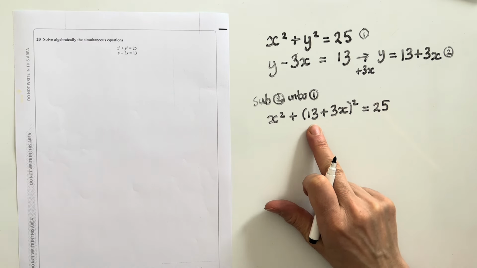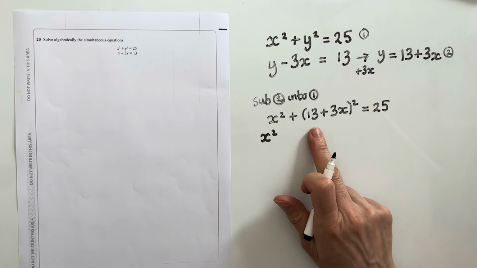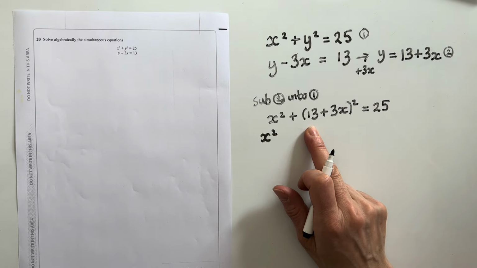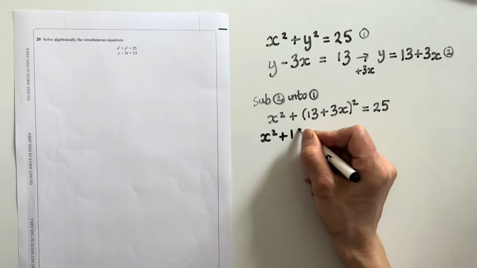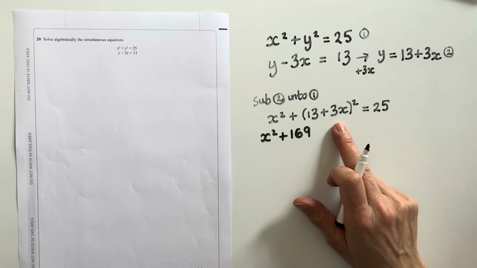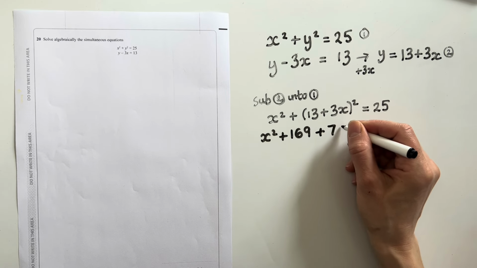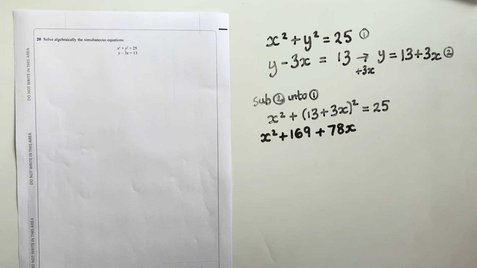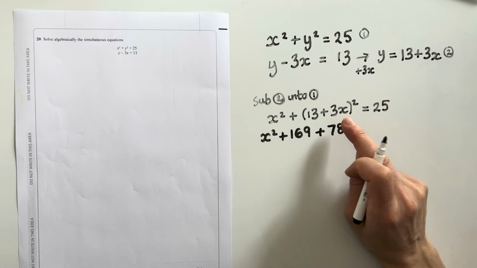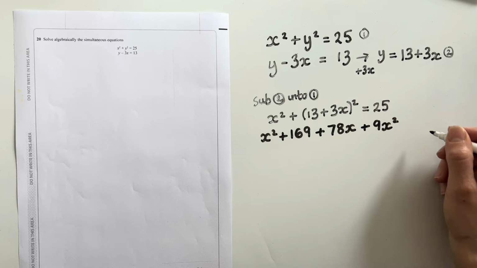Next we can expand this quadratic. So we've got the x squared. When we expand the quadratic, we're going to get 13 times 13 is 169. We're going to get 13 times 3x, which is 39x, but we're going to get that twice, so we'll get 78x. And we will also get 3x times 3x, which will give us 9x squared.